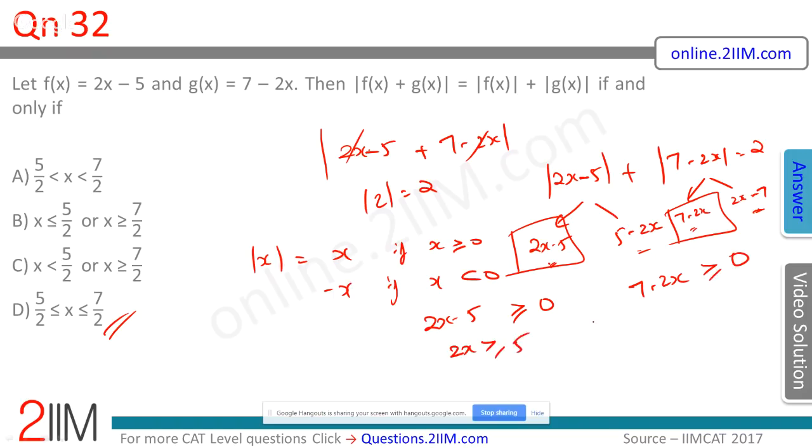2x is greater than or equal to 5. 7 is greater than or equal to 2x. X greater than or equal to 5 by 2. X less than or equal to 7 by 2. This right here is the answer.